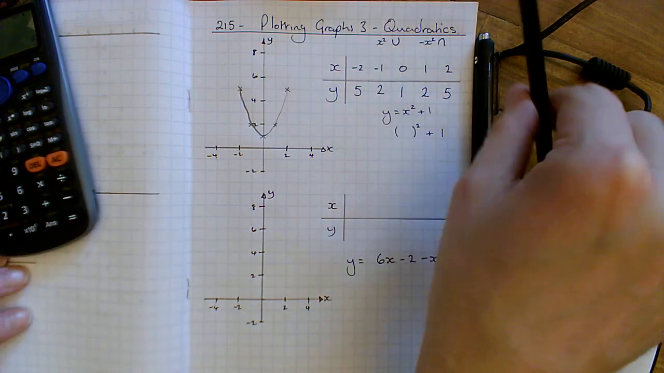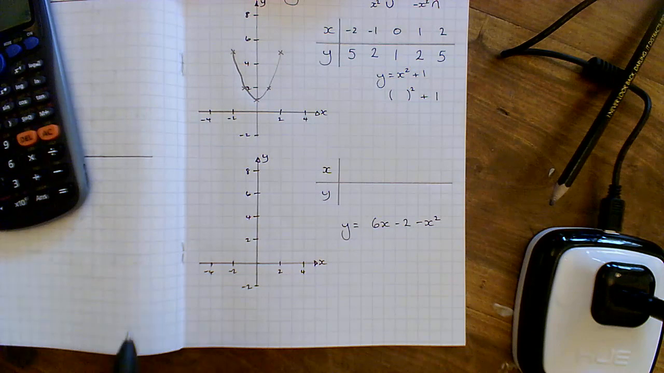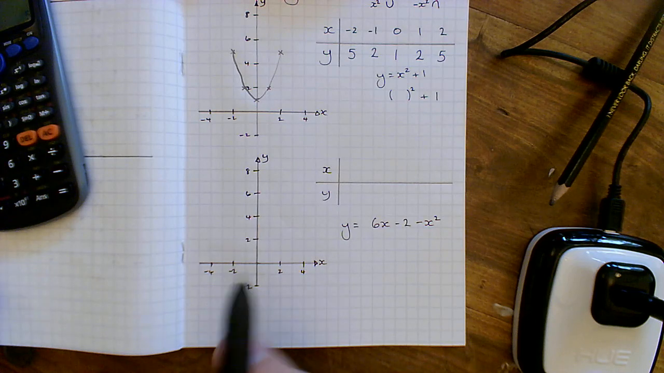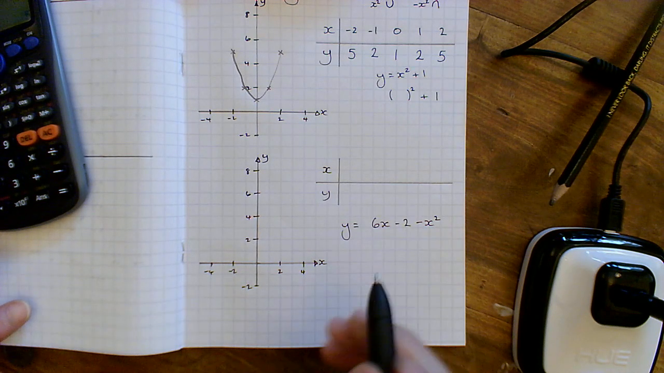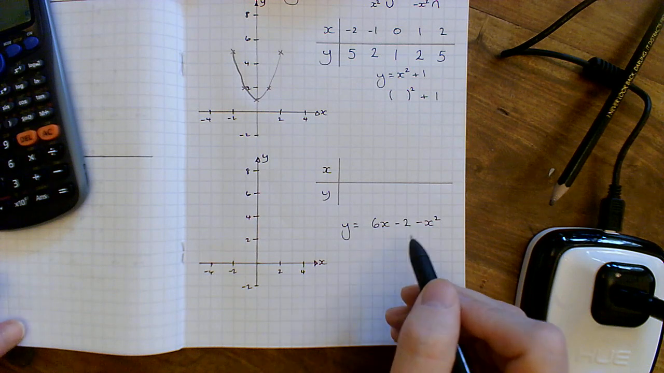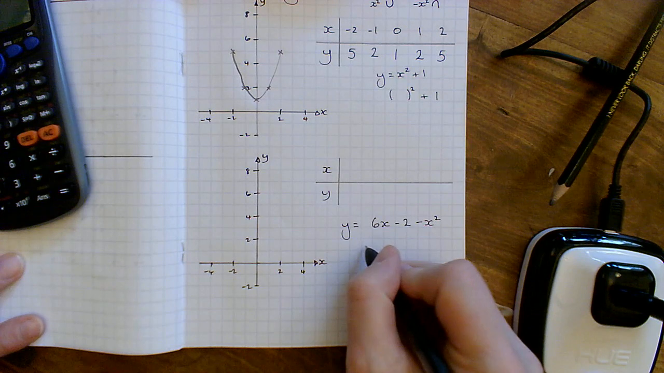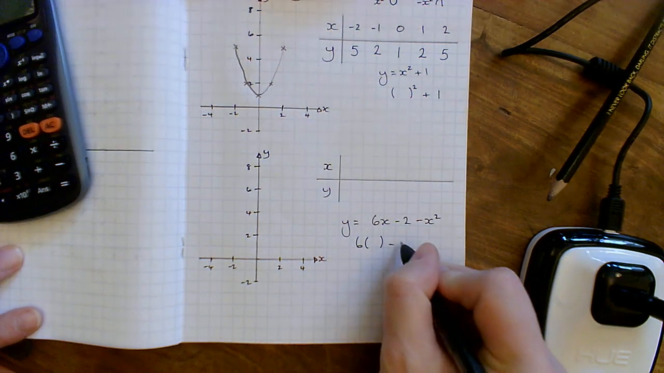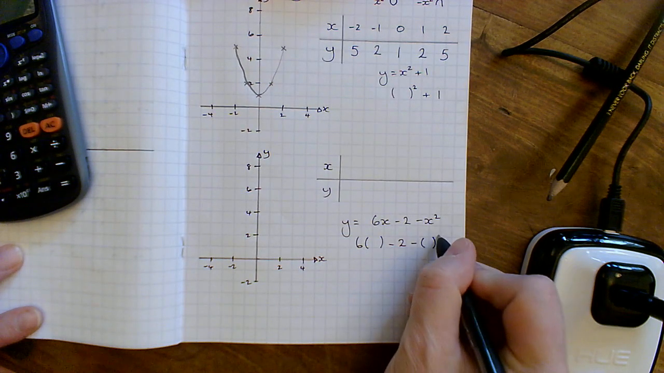Right, on the next question, we're going to do the same routine, except we aren't given any values to put in this time. So what should we put in? I don't know what to put in. I'm going to start with the number. If I put 4 in, just thinking ahead, let's try 4. So the equation in the calculator is going to look like this. It's going to be 6, remove the x, take away 2, minus, remove the x, and squared.